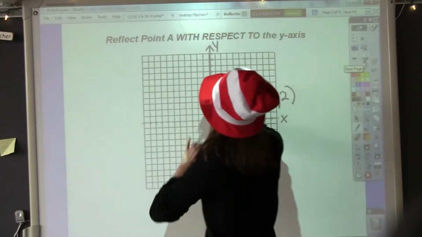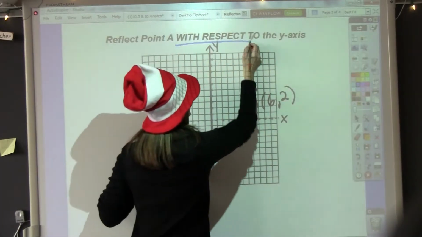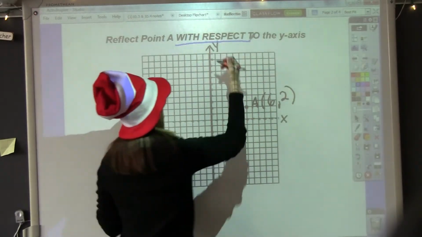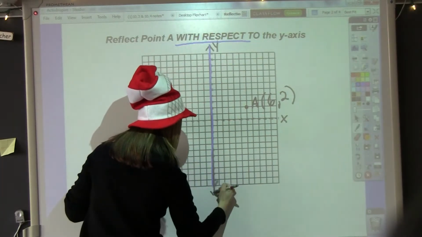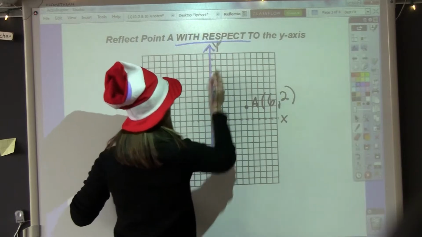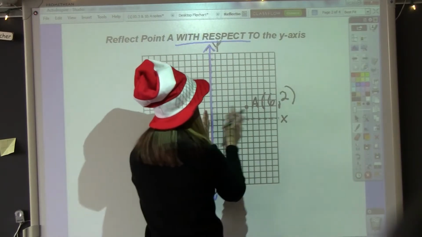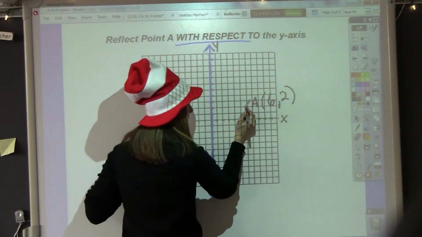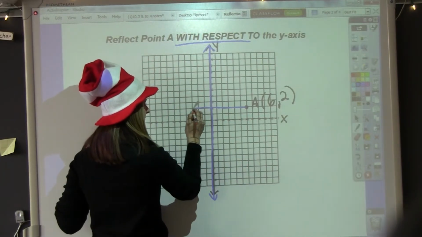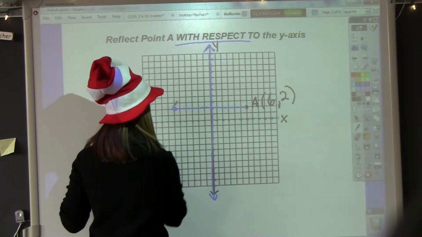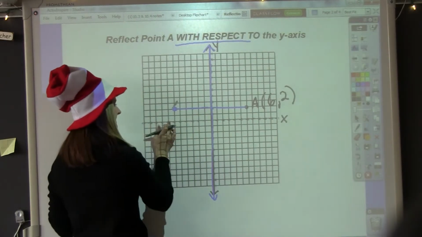Now, let's reflect this point with respect to the y-axis. Here's our line of reflection, the y-axis. How far away is this point from this line? 1, 2, 3, 4, 5, 6. So on the other side, 1, 2, 3, 4, 5, 6. So the point's at -6, 2.